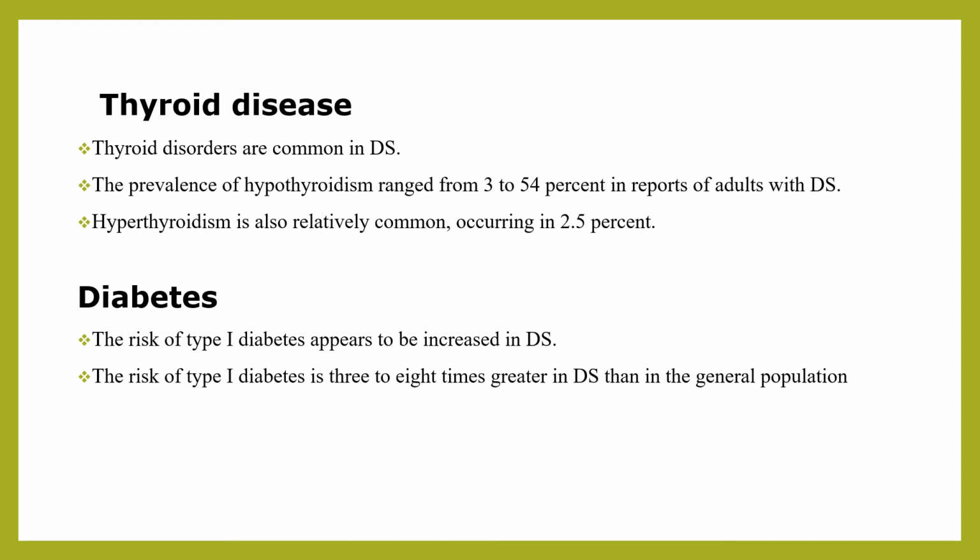The other is type 1 diabetes mellitus, and the risk of type 1 diabetes appears to be increased in Down syndrome than in non-Down syndrome children.